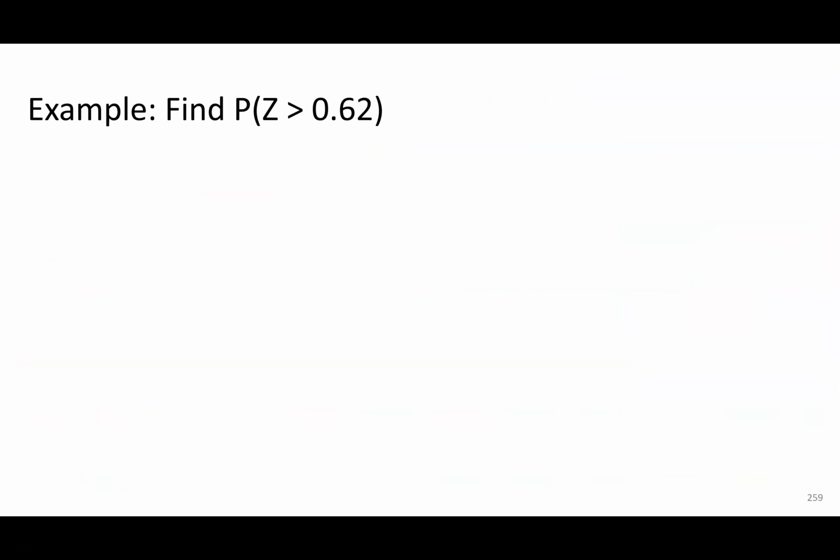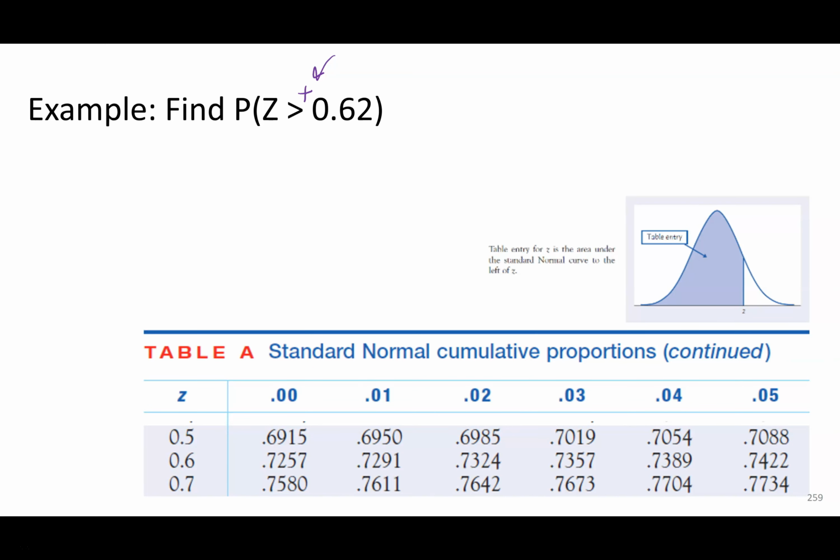So find the probability that we have a z greater than positive 0.62. I've been noting whether it's positive or negative because it tells me which z table to look at. There's a negative z table and a positive one, so I find that useful. I'm going to break this up again into positive 0.6 and 0.02.